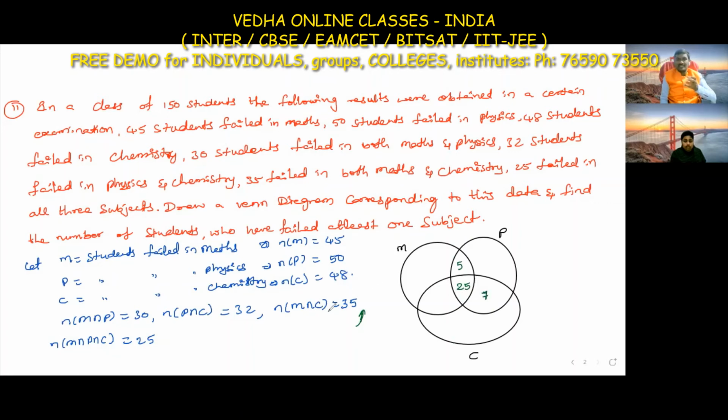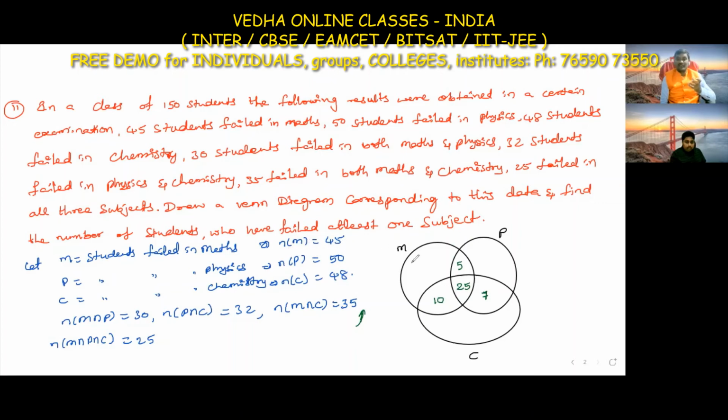Next, maths and chemistry. 35 we have, and already 25 is there. Remaining we take only 10. So that is 10 and 25, that becomes 35. Now once check the maths.